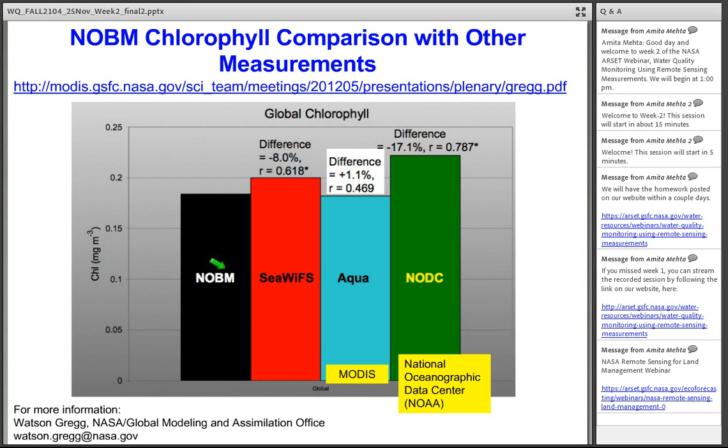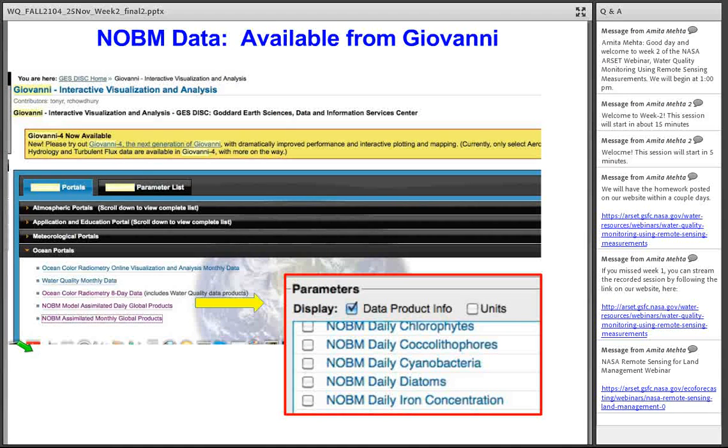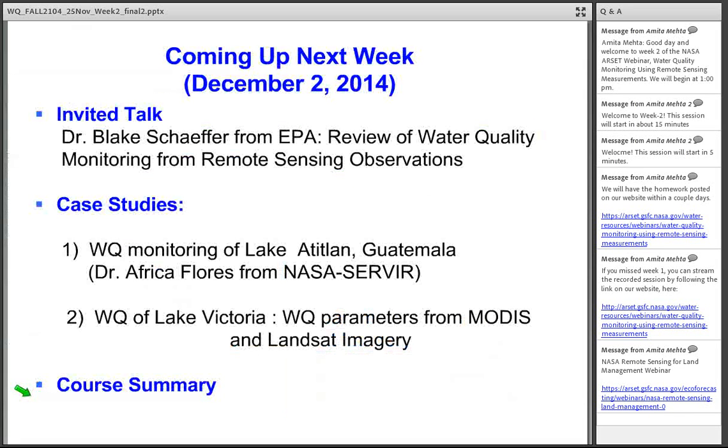And so this is a comparison shown here. And this model data, some of the parameters, are water quality parameters that can be looked at from these biogeochemical models. It's again available from Giovanni. And so this is one model that is a global model and provides insight into processes that go on that decide water quality. So that brings us to our conclusion of this webinar.